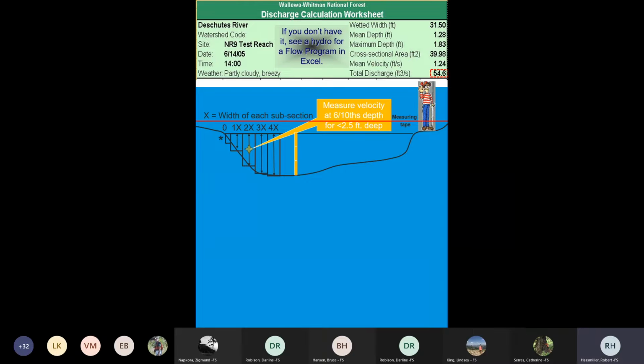So again, we want to measure that velocity at 6/10 depth for streams that are less than 2.5 feet deep. But what about if it's deeper than that? If it's deeper than 2.5 feet, then we want to take that measurement at 2/10 of the depth and at 8/10 of the depth and average that for our velocity point for that cell.